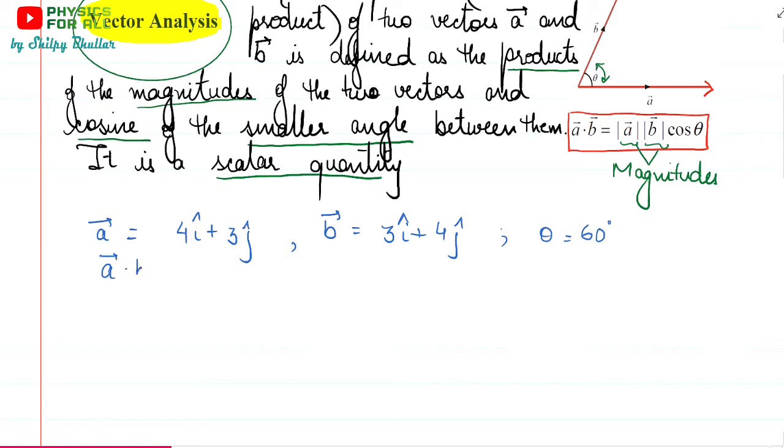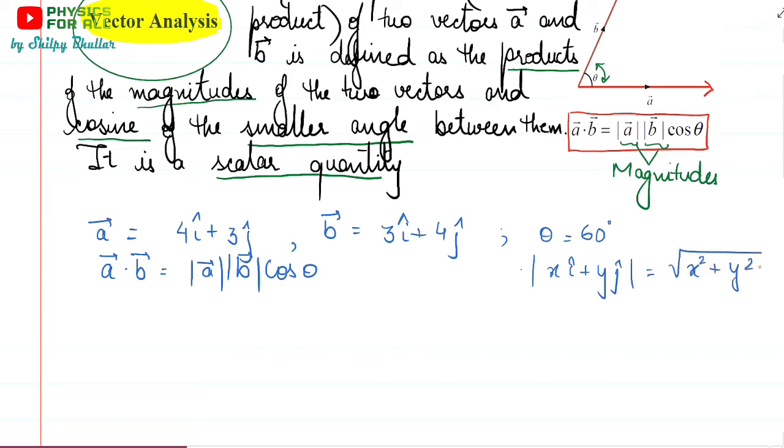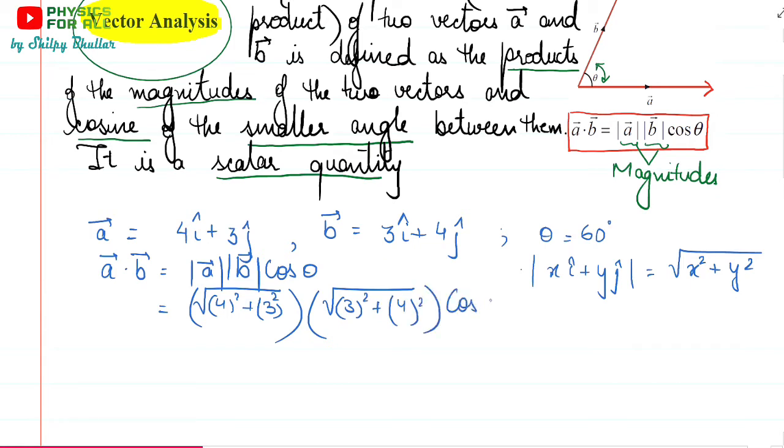So we know A dot B is magnitude of vector A multiplied by magnitude of vector B into cos theta. Now, how do we find the magnitude? See, magnitude of anything, suppose we have any xi cap plus yj cap is there. So its magnitude is always square root of x square plus y square. We square the components and then we take the square root. Here for A it will be 4 square plus 3 square, and for vector B it would be root of 3 square plus 4 square, and then cos 60 degree.